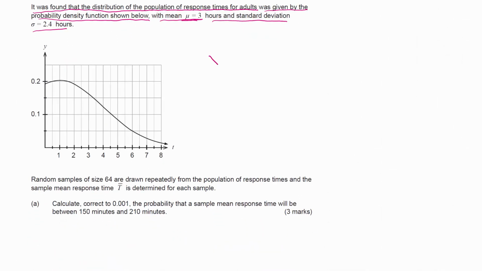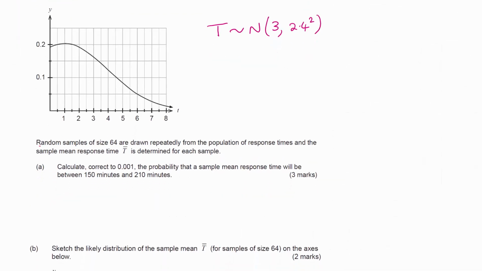So what we know so far is that t is normally distributed with a mean of 3 and a standard deviation of 2.4. Random samples of size 64 are drawn repeatedly from the population of response times, and the sample mean response time, t bar, is determined for each sample. Calculate, correct to 0.001, the probability that the sample mean response time will be between 150 minutes and 210.